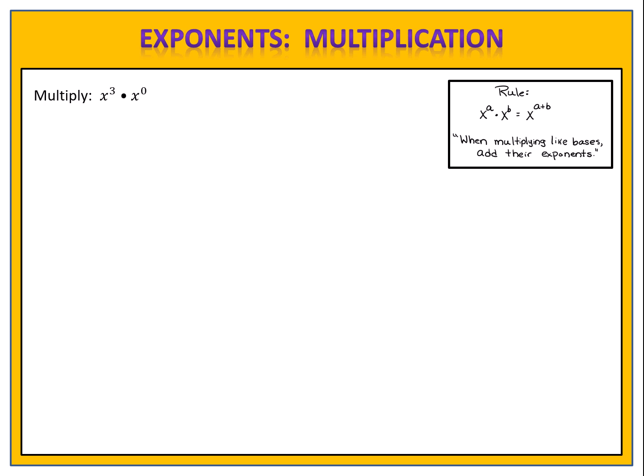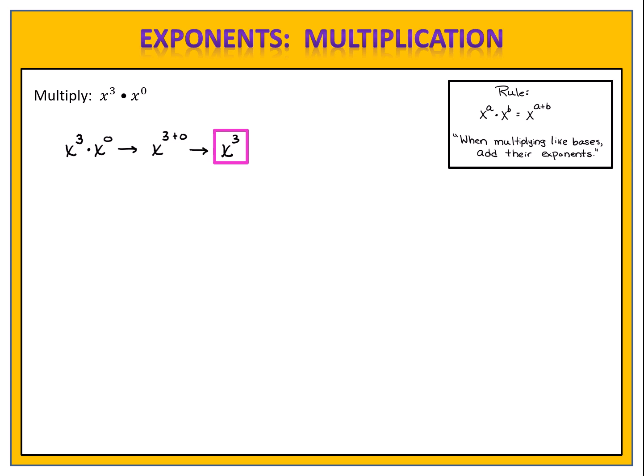In our next exercise, we see something a little bit interesting: x to the third times x to the 0 power. We've not seen an exponent of 0 before, so let's see how that works out here. We want to multiply x to the third times x to the 0, and we see we have like bases, so we know we can add the exponents together, 3 plus 0. 3 plus 0 is 3, and so that's the answer.